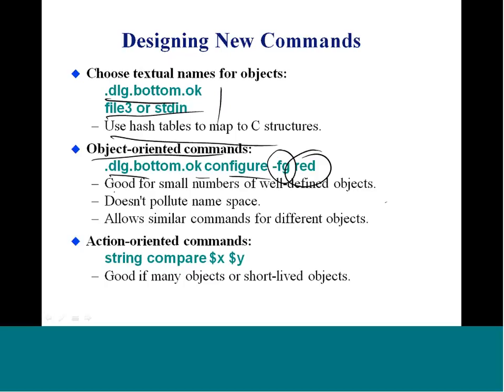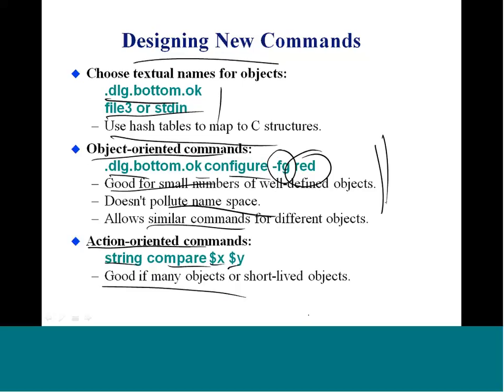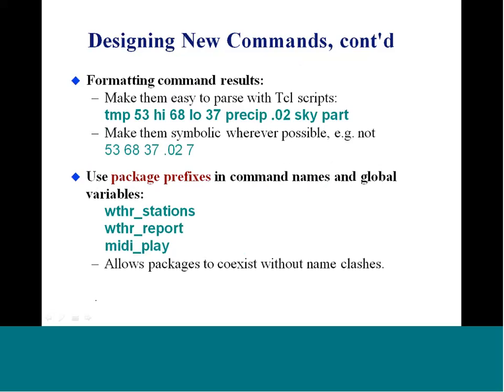This kind of style is good for a small number of well-defined objects. They don't pollute the namespace; basically each one is independent, and it also allows similar commands for different objects. So there are different advantages in going with object-oriented commands. And then the third category is the action-oriented command, which is string compare $x $y. This one is good if many objects are short-lived. So again, when you design a new command, make sure that your considerations go through these three things.